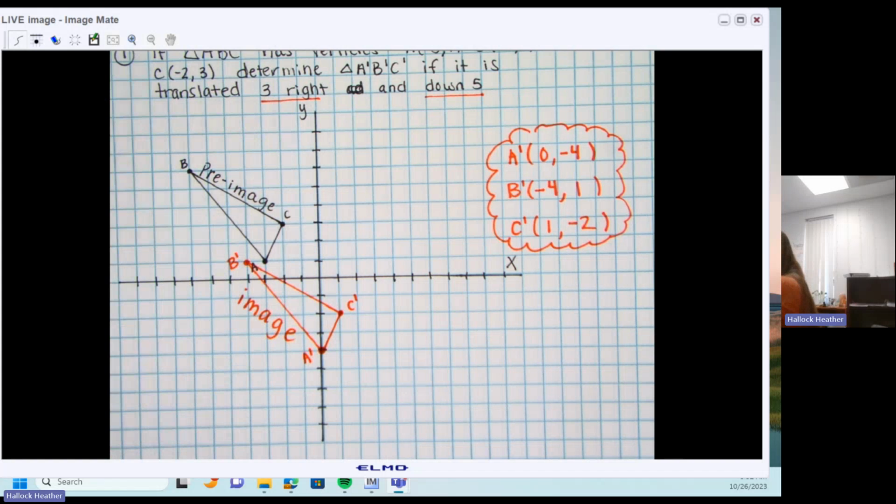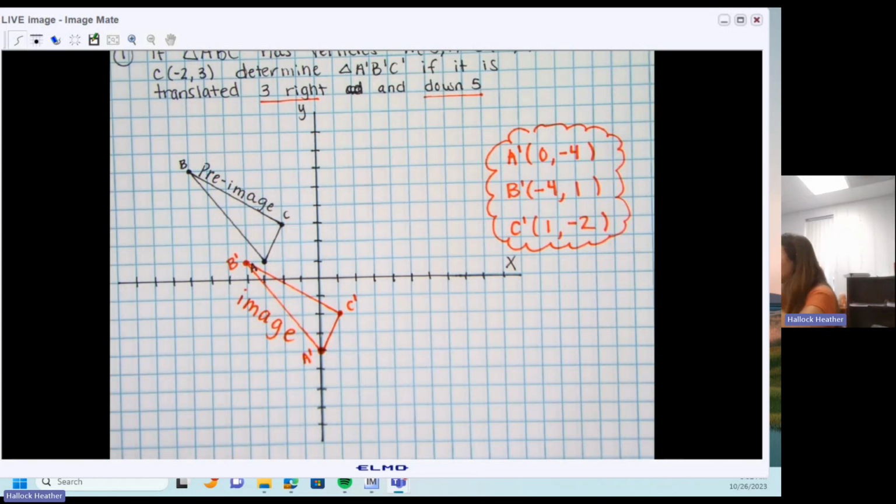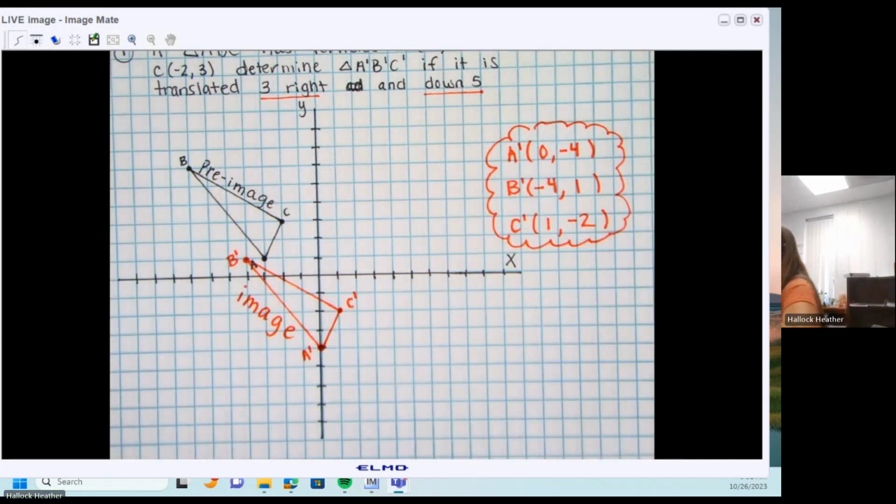On your EOC, they could ask you to move it one time. They could ask you to move it 2 times, or they could ask you to move it 3 times. And you would just do it again, which is what we're going to do. We're only doing 3 problems today, and then we will practice it tomorrow. So let's go to number 2.